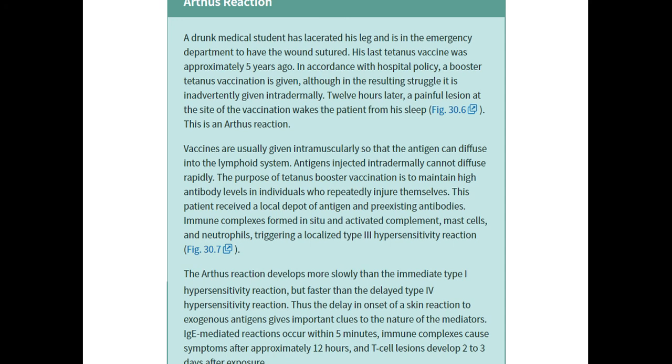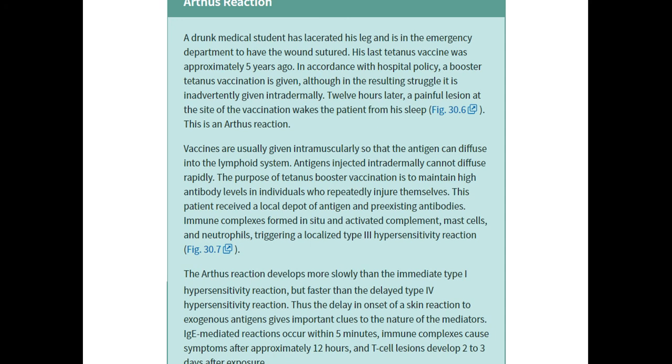So you will have a localized inflammation here at the site of injection. And as I said, it's extremely important to differentiate this from the type 1 hypersensitivity reaction, where in type 1 it is so immediate, within seconds to minutes the reaction will take place, while in type 2 or type 3 usually it's much longer. It takes hours rather than minutes.